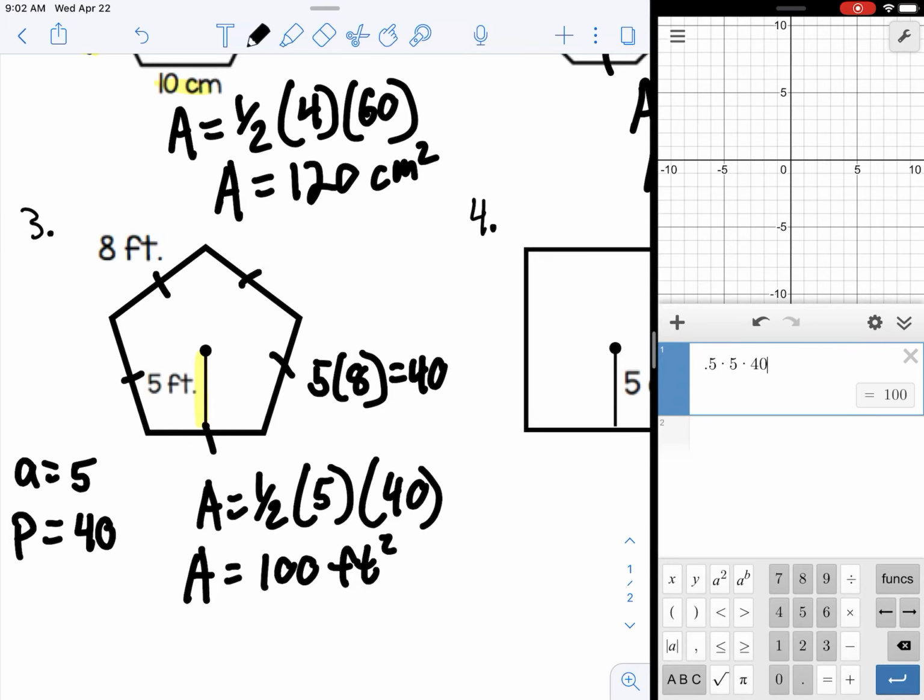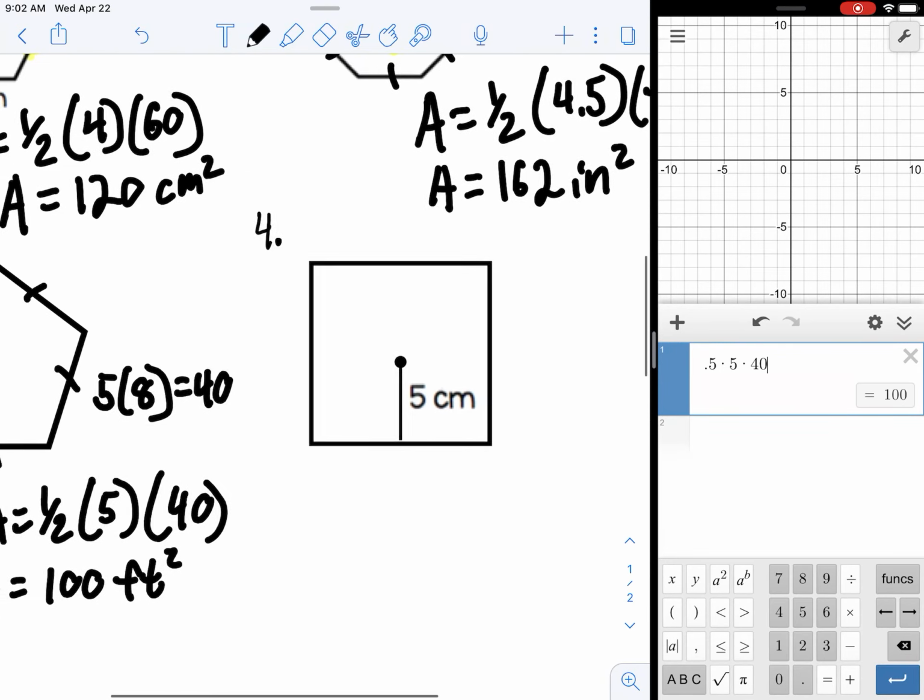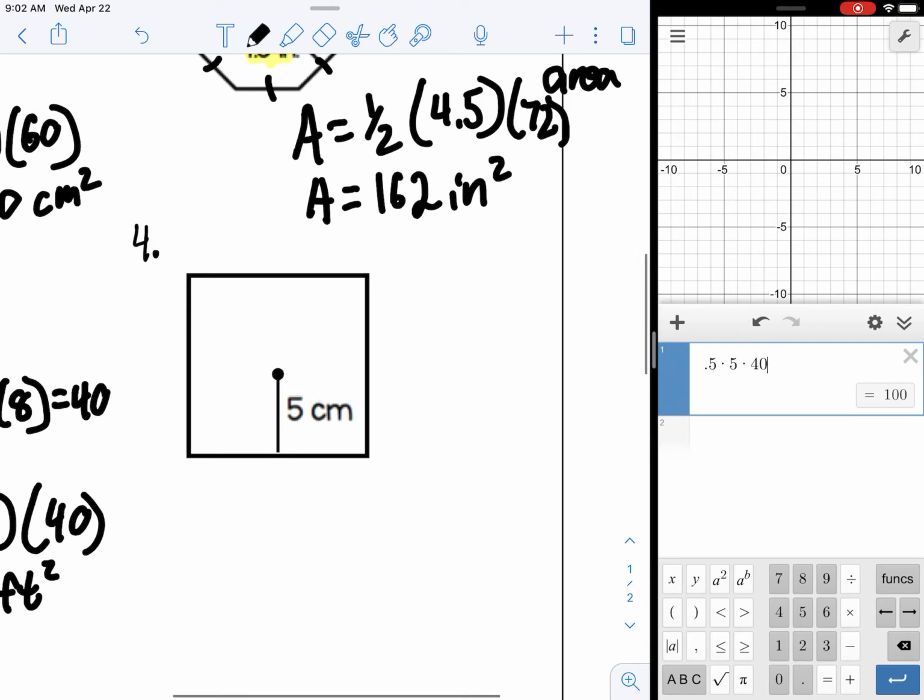Okay, I have one more problem for you guys, and this one's a little tricky. If you ever come across a problem like this, don't let it freak you out, okay? The only reason why it's tricky is because all I'm given here is an apothem, and it's 5. They didn't give me a length of the sides. But I do know that it's what shape? A square.